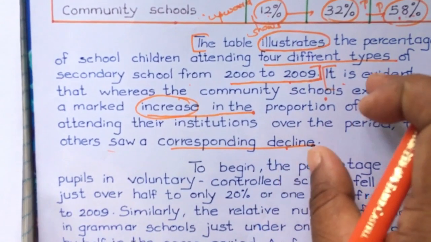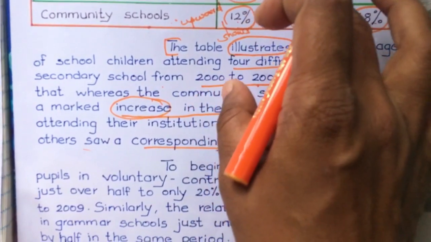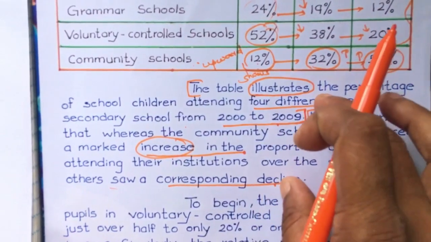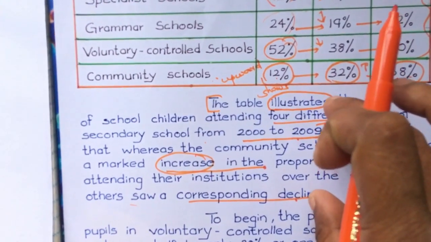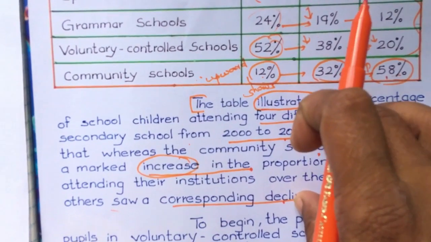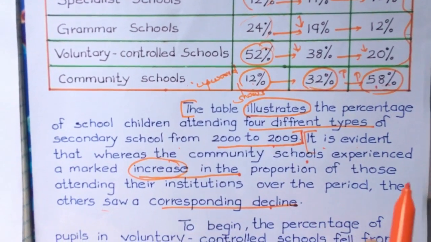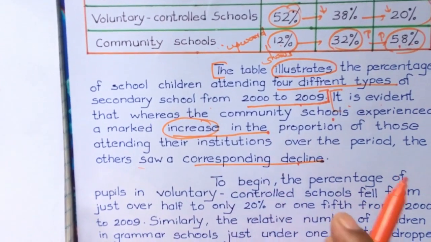I hope you can understand the gist of this table. This single paragraph alone is going to give you a band 9 score. I can assure you of the same. Okay, try to practice with this tip.